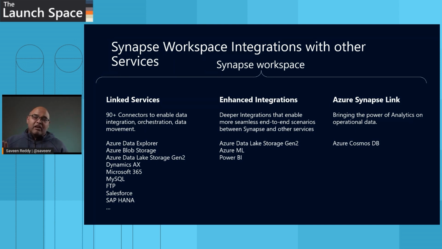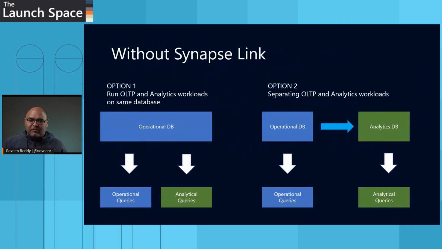Finally, there's another kind of integration, and this is Synapse Link. This is letting you do analytics on operational data. Today that's focused on Azure Cosmos DB and letting you use Synapse SQL or Apache Spark on Synapse to access data in Cosmos DB. In the future, other operational data stores will be supported, but we start off with Cosmos DB.